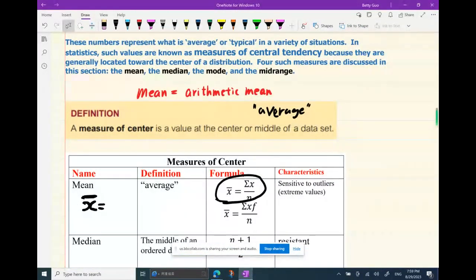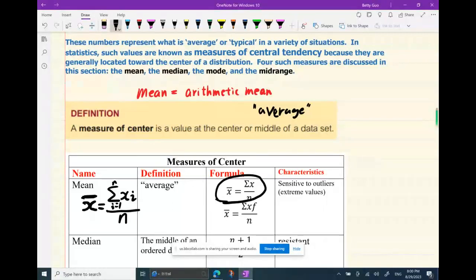To find the sample mean, we add this big sigma. This is called a sigma. This means the sum, it represents a summation. Sum of all the x in the data set or in the sample. You can do i from 1 to n. You add all the n values together and then you divide it by the size of the data set. Is that clear? Are you able to understand the formula here?